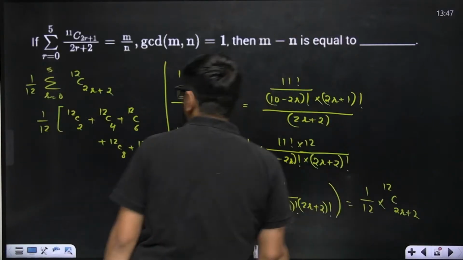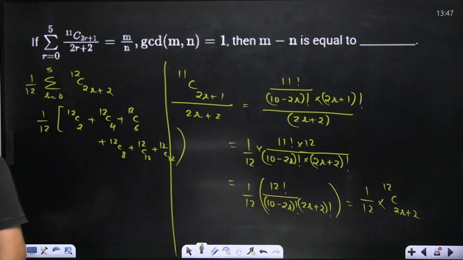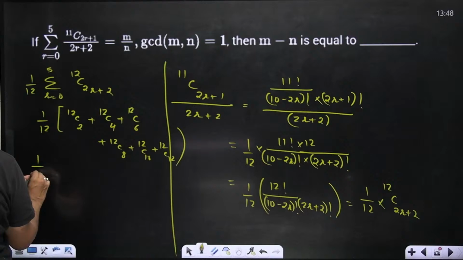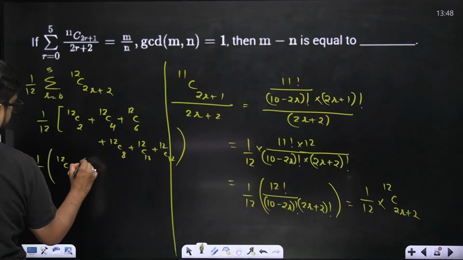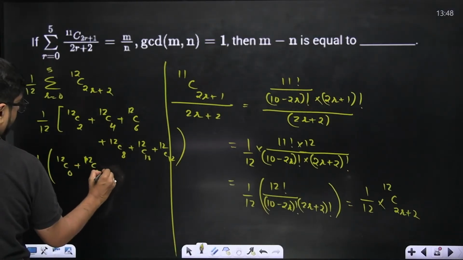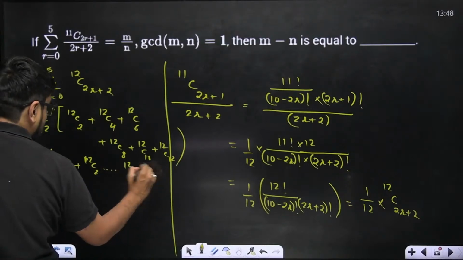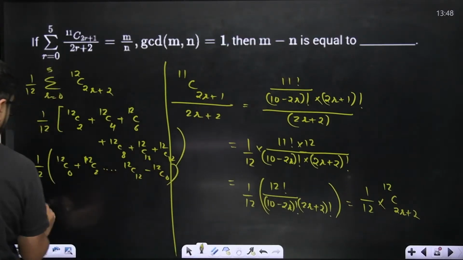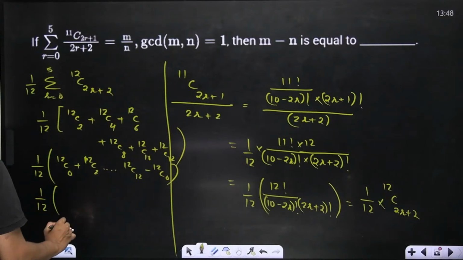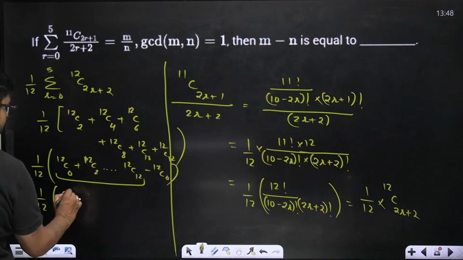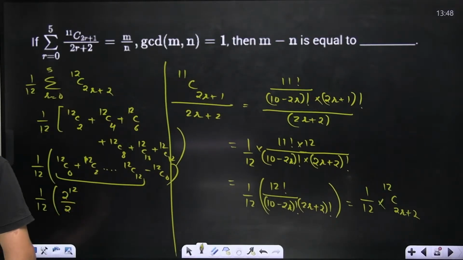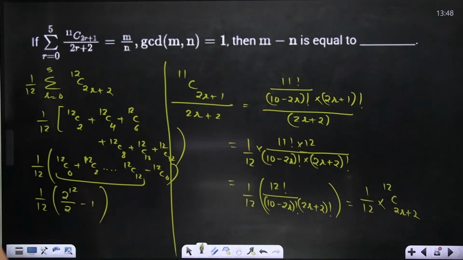Now this is what we are going to use over here. Now here, what do we not have? 12C0 we don't have, right? So we'll add and subtract that. So this will become 12C0 added, 12C2 till 12C12, minus 12C0 again. Add and subtract. So this will become 1 by 12 multiplied with this sum. This sum will be 2 to the power n, that means 2 to the power 12 divided by 2, minus this, minus 1. This will become your answer.